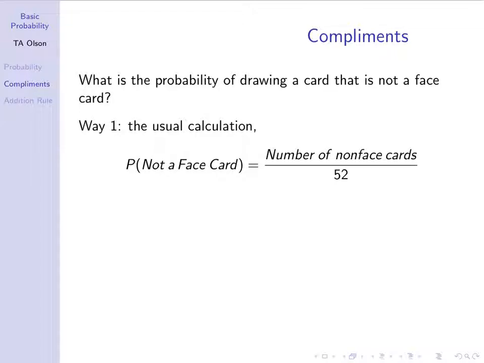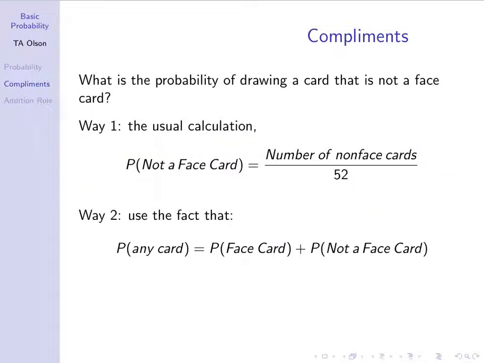So if we were going to do it the straight up calculation way, we would need to count up the number of non-face cards. I will certainly let you do that, and divide by 52. And this will certainly get you the answer. Or we can use the fact that if we draw a card, I either draw a face card or I draw something that is not a face card. Those are the only two options. And I can use this fact to calculate the probability of not a face card if I already know the probability of the face card, which I already do.